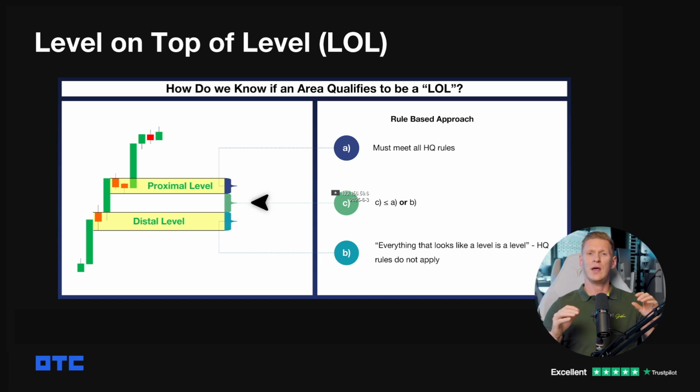This is known as the white space, or area C. For the two levels to qualify as a level on top of level, the white space must be smaller than or equal to the size of either level A or level B. But here's the good news. You don't need to overanalyze or measure this precisely. A simple visual check is sufficient to determine if the levels are close enough.